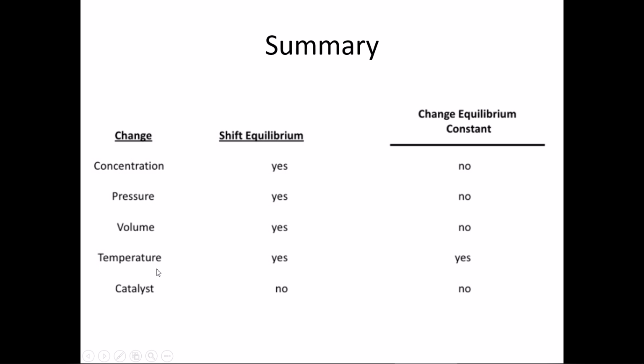Changing the temperature will shift the equilibrium based on whether it's endothermic or exothermic, and it changes what KEQ is. It changes the numerical value. And then finally, having a catalyst in the reaction does not shift the equilibrium one way or the other. It just speeds up the overall reaction, and it has no effect on KEQ.